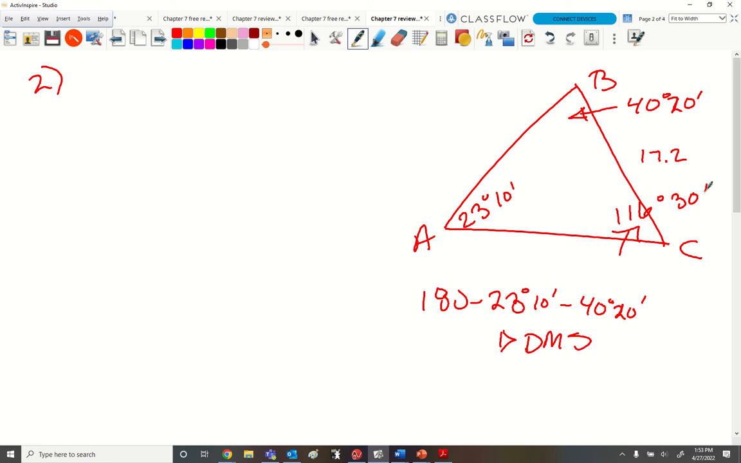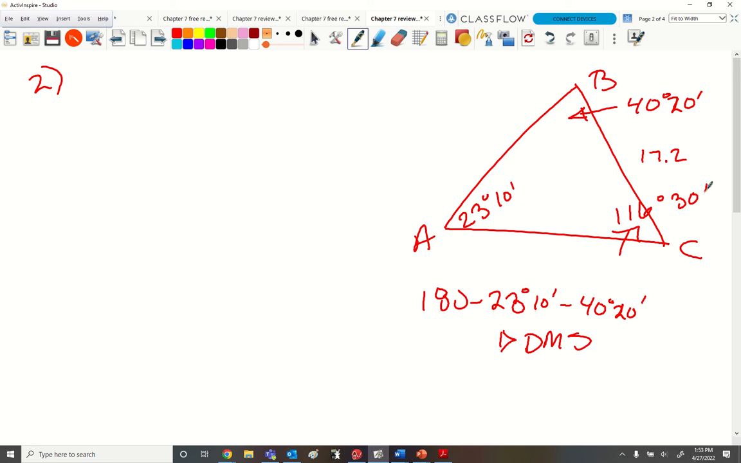So now, if I'm looking at multiple choices, what can I cross out? The ones that don't have 116. Right, B and D. Cross out B and D. Now, what if I don't want to do all the work? How can I tell what answer it is? You solve for the longest angle, longest side. Longest angle, longest side. It's less work.